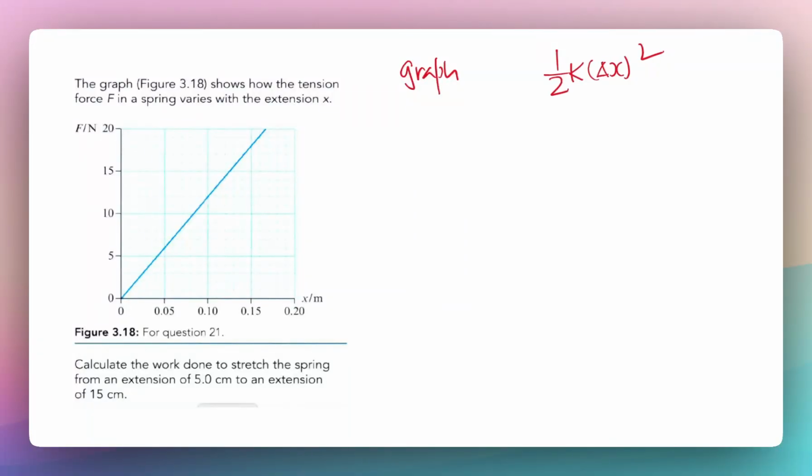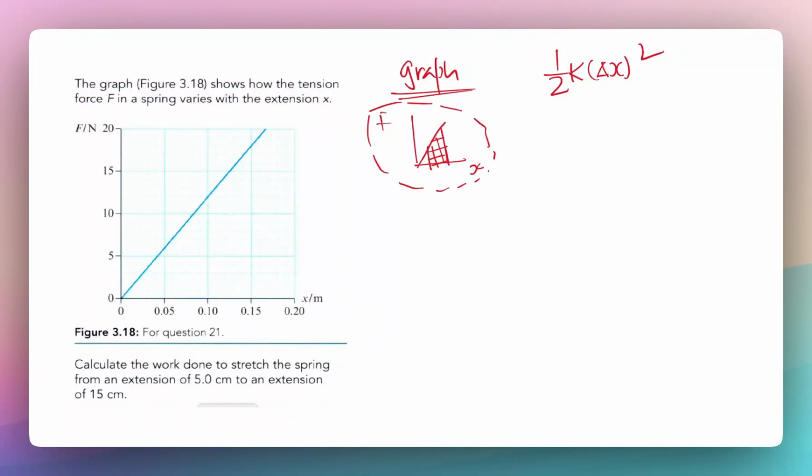But now, if we have a graph which is F versus x given, we know that we can compute the work done by simply finding the area under this curve. So this question is going to use the same concept to answer pretty easily. Okay, so let's look at this.